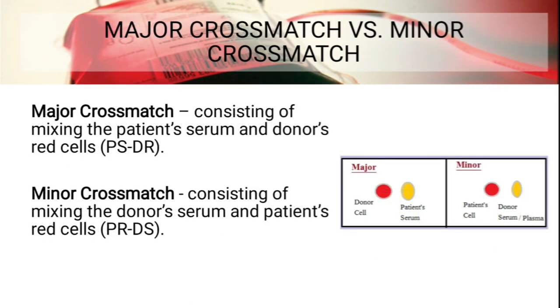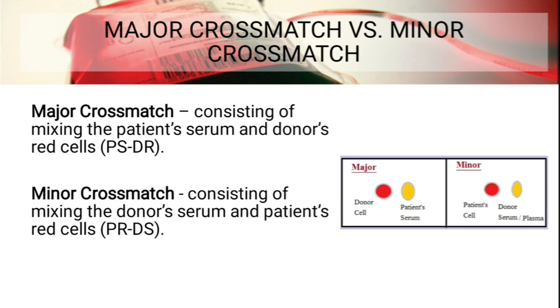Now we have two parts of our cross-matching procedure. It is divided into major cross-match and minor cross-match. The major cross-match is the most important one because in this procedure we are looking for antibodies in the recipient against transfused red blood cell antigens from the donor. Therefore, we need serum from the recipient and red blood cells from the donor.